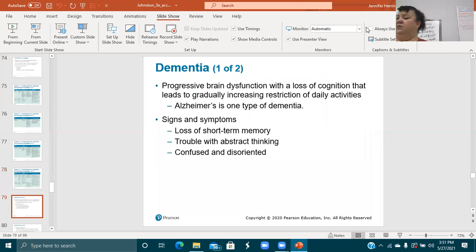Now let's take a closer look at dementia. This is on page 603 in the textbook. Dementia is a progressive brain dysfunction with a loss of cognition that leads to gradually increasing restriction of daily activities. Alzheimer's is only one type of dementia. The signs and symptoms of dementia would include loss of short-term memory, trouble with abstract thinking, and confusion or disorientation.